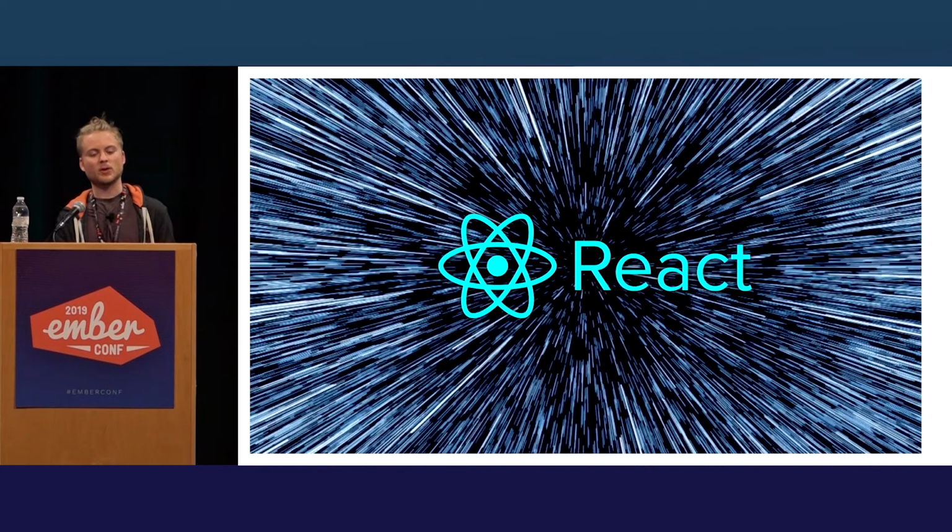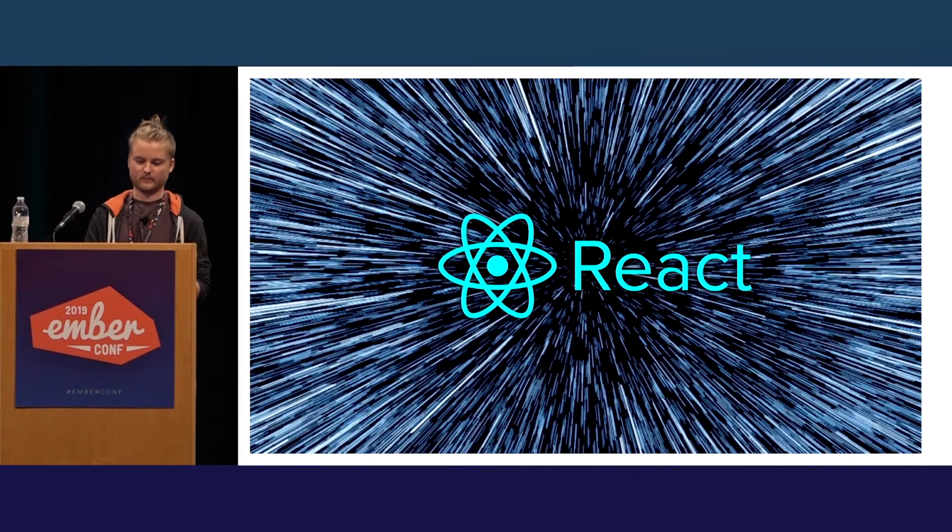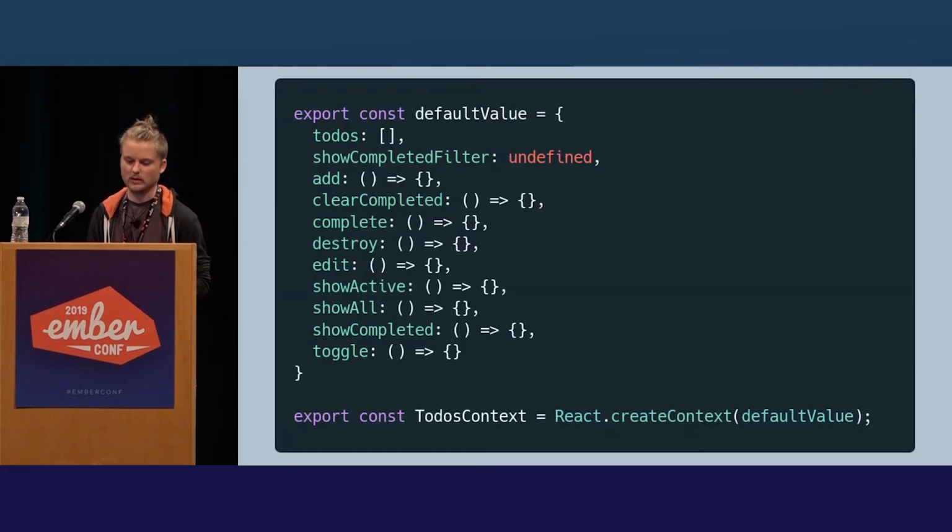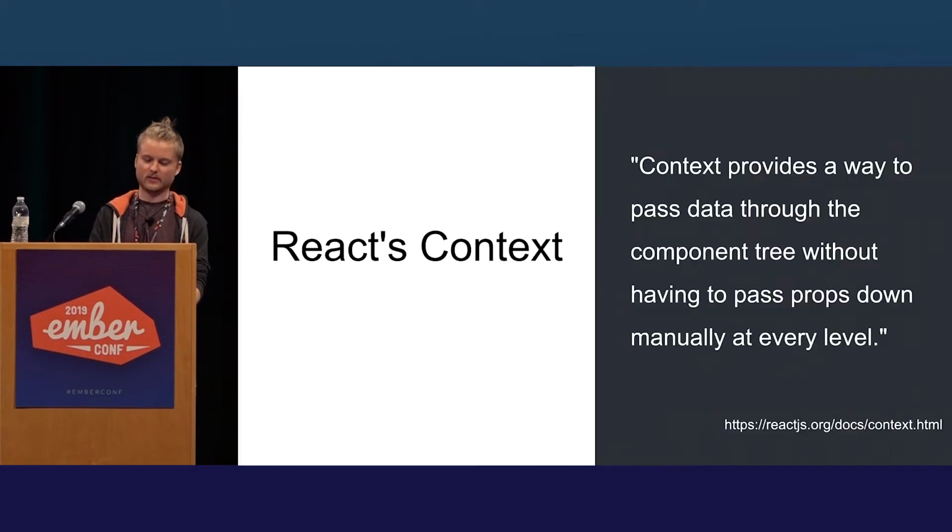So now if we step on over to the React side of the universe, we'll idiomatically implement the same thing. First, we'll need to create a context with a default value. But wait, what's a context? Why are we doing this?